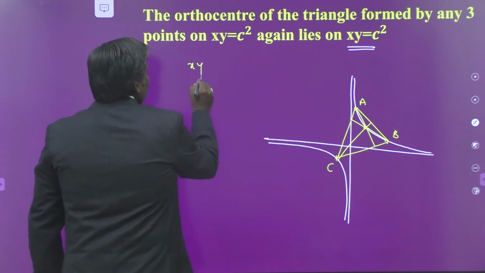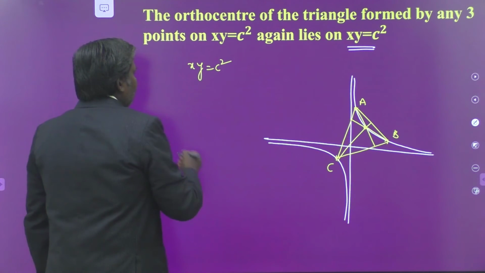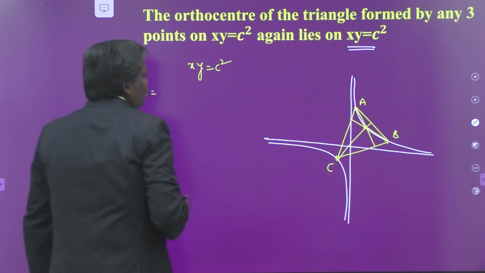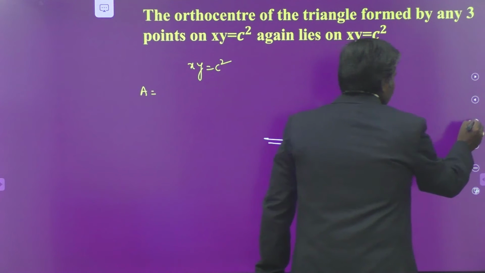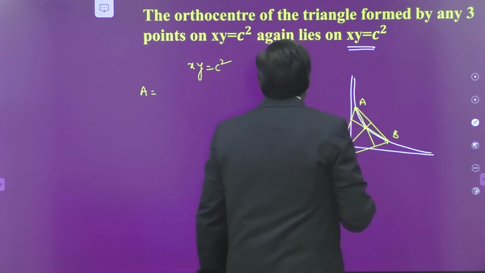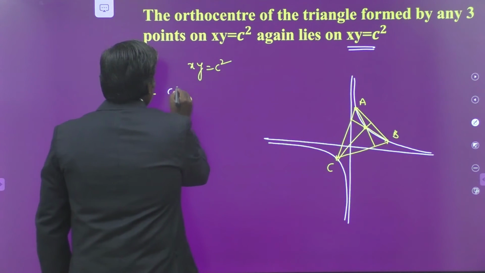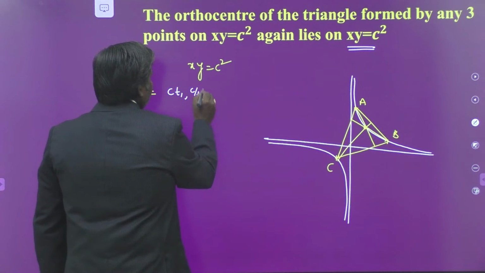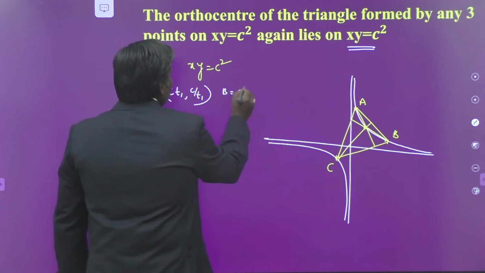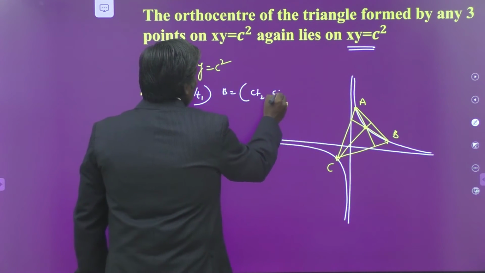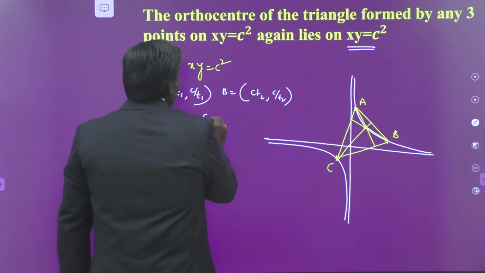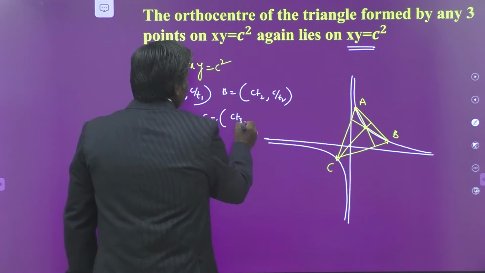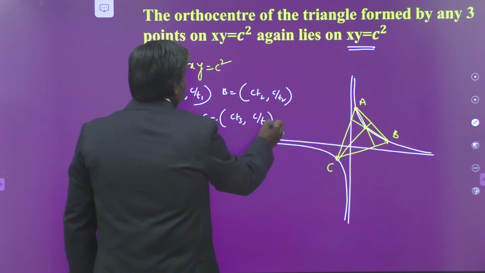So xy is equal to c square. Consider the 3 points. A is equal to ct1 comma c by t1, and B is equal to ct2 comma c by t2, C is equal to ct3 comma c by t3.